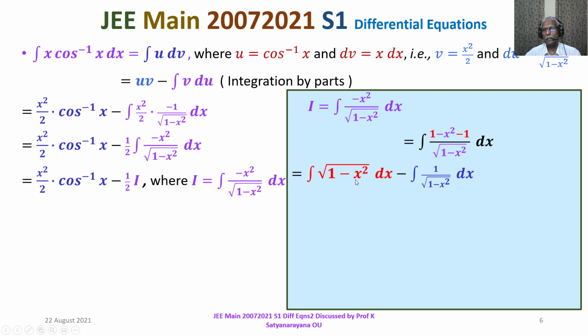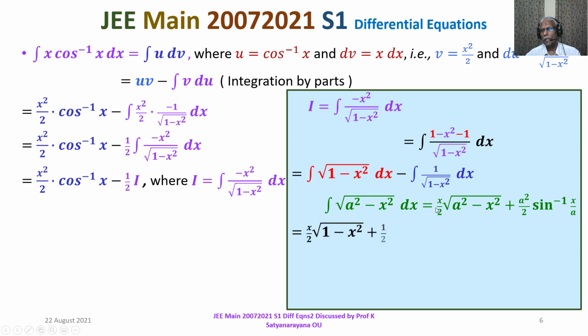And for this, I will recall this formula: the integral of the square root of a square minus x square dx is equal to x by 2 times the square root of a square minus x square plus a square by 2 sine inverse x by a. So in this, a is equal to 1. You substitute, you will get the integral of the square root of 1 minus x square dx. So that will be equal to x by 2 times the square root of 1 minus x square plus 1 by 2 into sine inverse x minus the integral of 1 by root of 1 minus x square dx, which is sine inverse x.